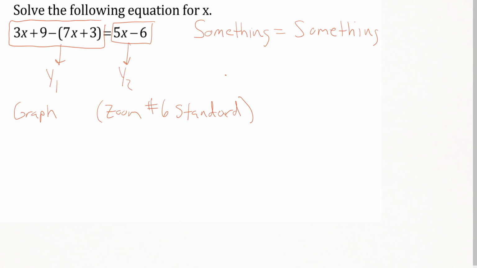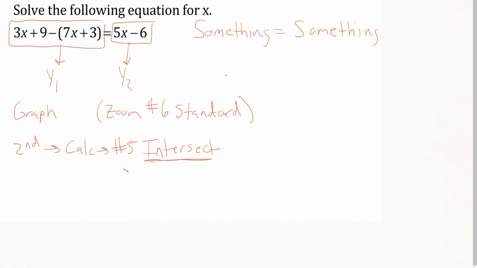And so after we hit graph, we're then going to want to go through the steps of second, and then calc, and then number 5, intersect. And so the place where any two graphs are equal to each other, which is what we're looking for here, is where they intersect each other because they share a common point. And conveniently, our calculator will calculate those intersects for us all day, every day.